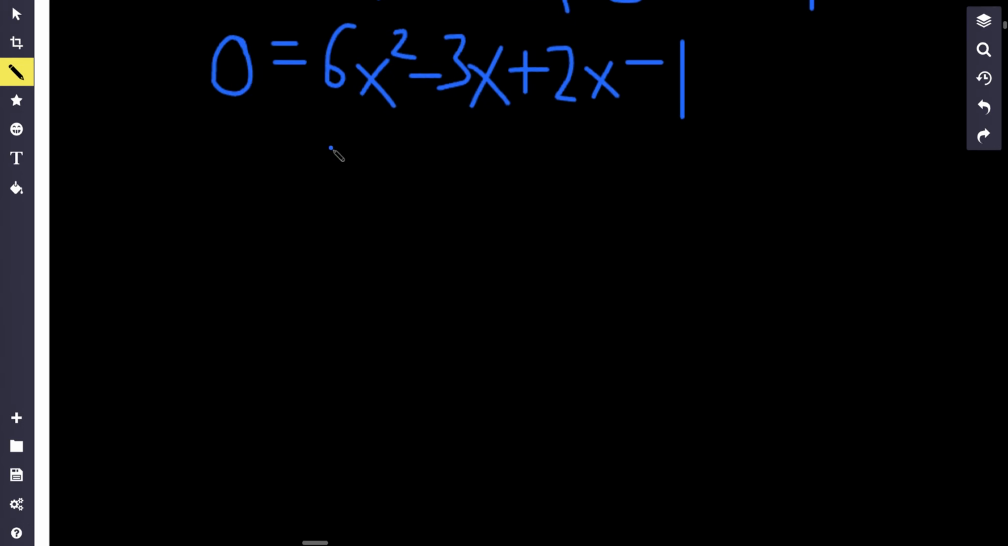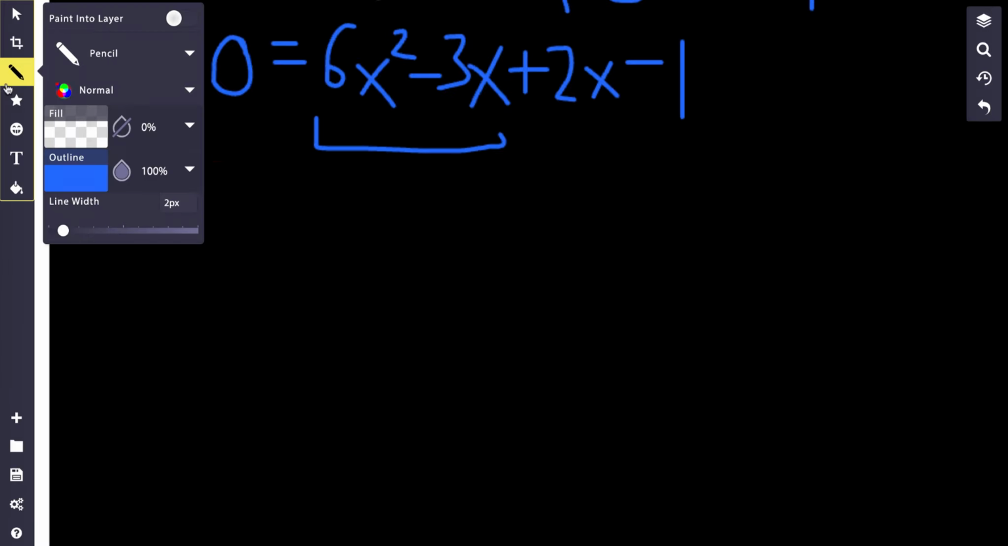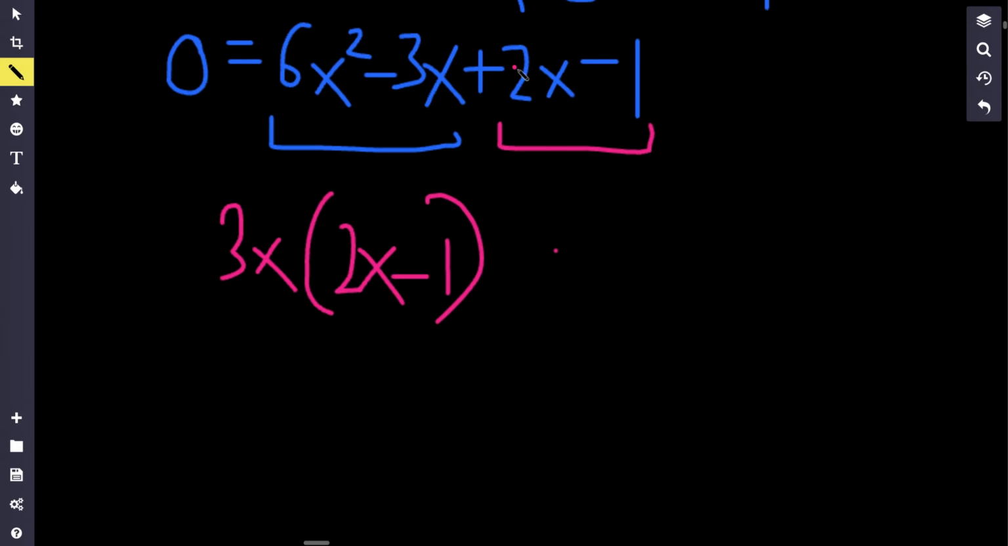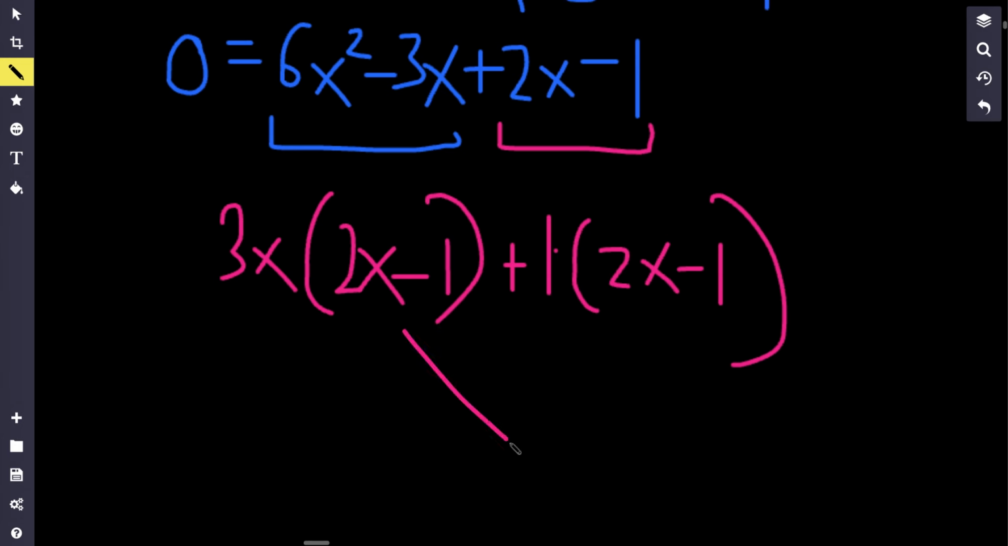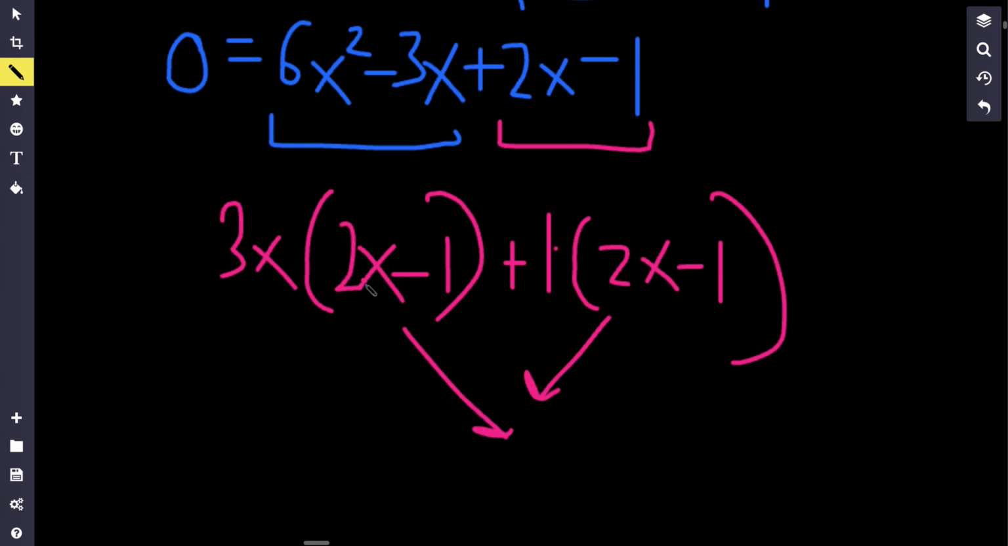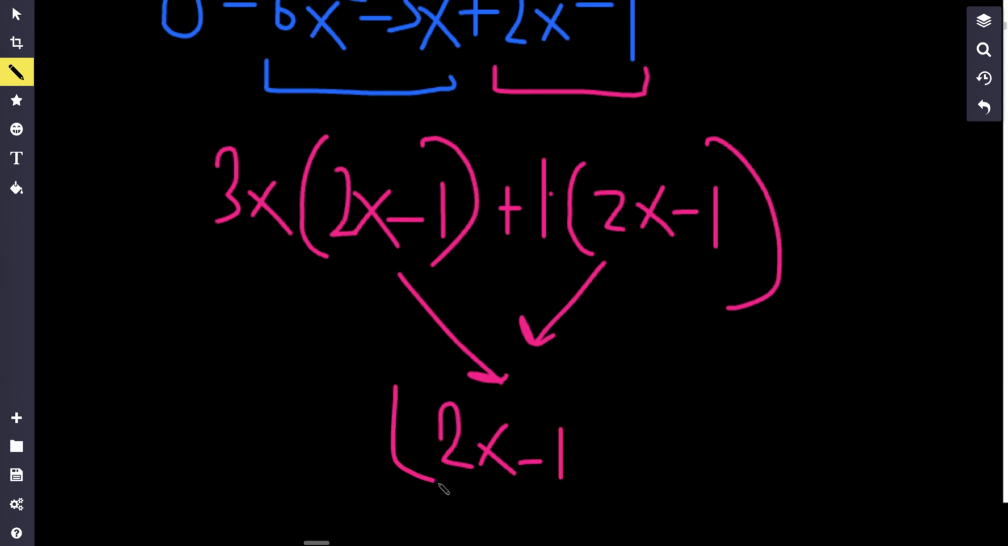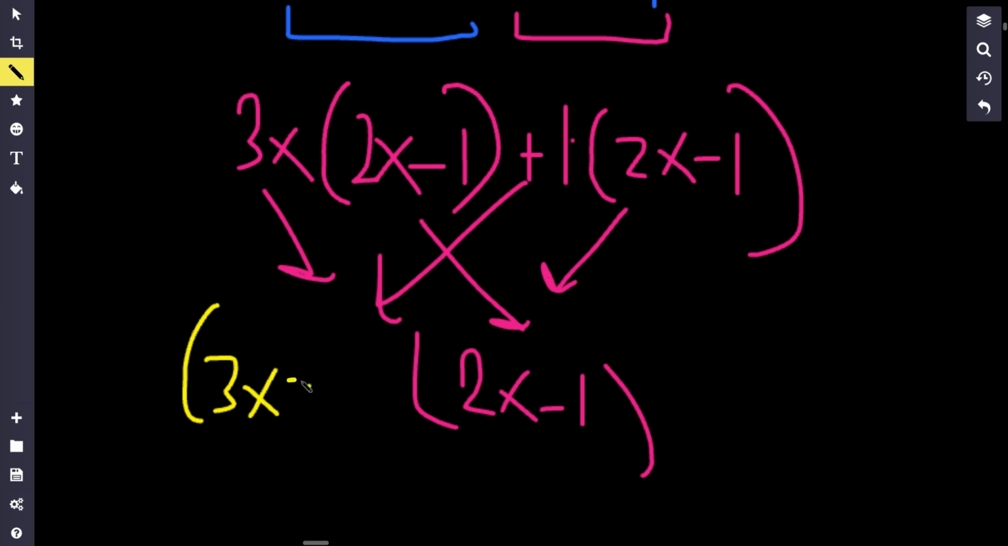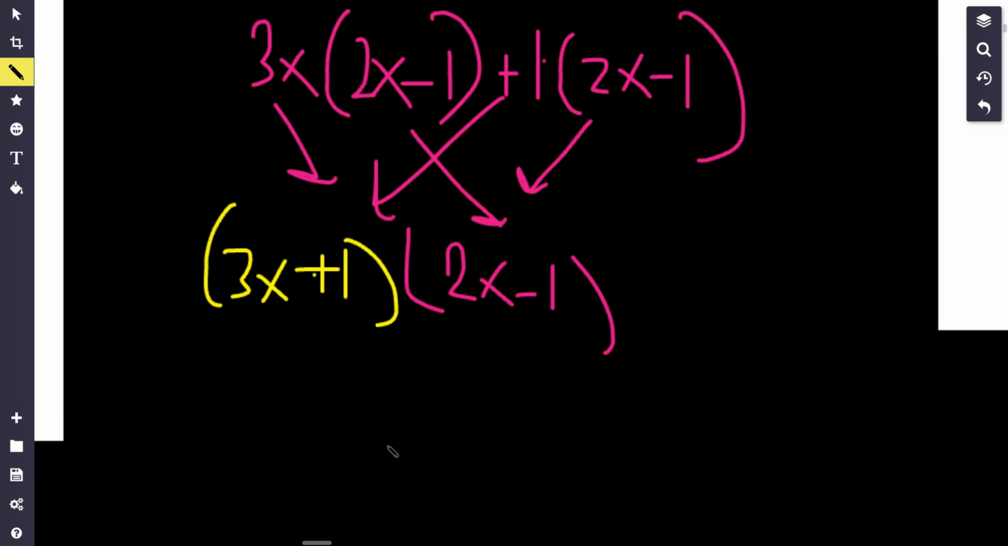If I factor out a 3x from these two terms, and if I factor out a 1 from these two terms, I'm going to get, if I take away 3x from 6x squared, I just get 2x, and I get -1. If I factor out a 1 from this, I'm going to get 2x minus 1. Notice how these two terms are the same thing. So we do the same thing as we did before. They merge into one term, and then the non-parenthesis terms merge into one term, 3x plus 1. And this is equal to 0.